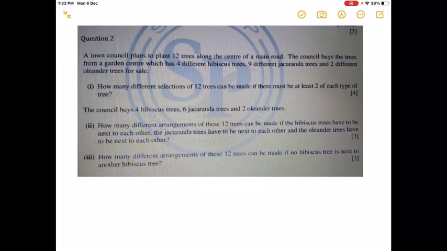In this session, we are going to solve this question, which is based on the concepts of permutation and combination. The question goes like this. A town council plans to plant 12 trees along the center of the main road, and they are selecting these trees from a garden which has a collection as below. They have hibiscus, jacaranda, and oleander. As you can see, there are 4 different hibiscus, 9 different jacaranda and 2 different oleander. So 4, 9 and 2.